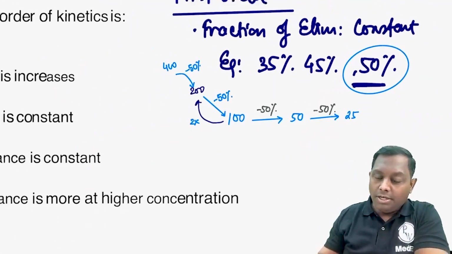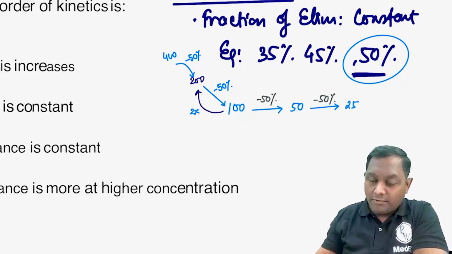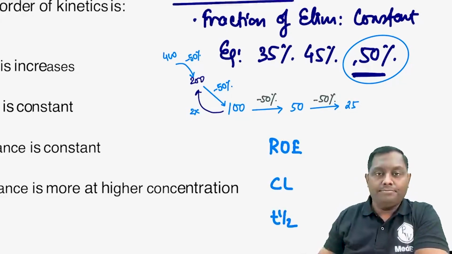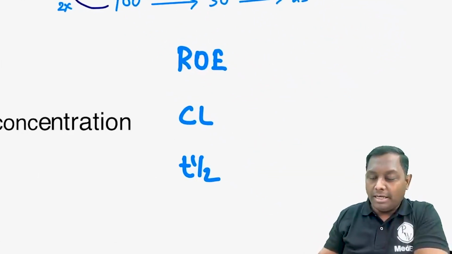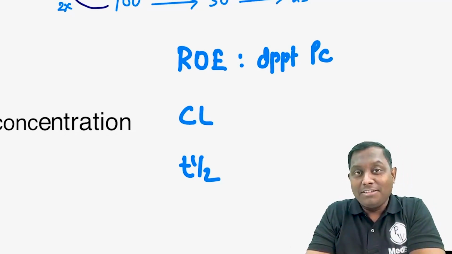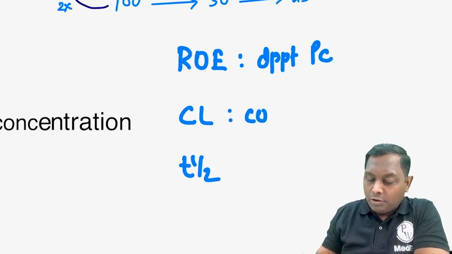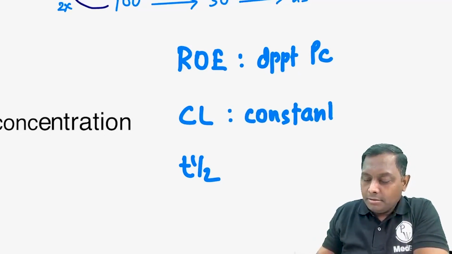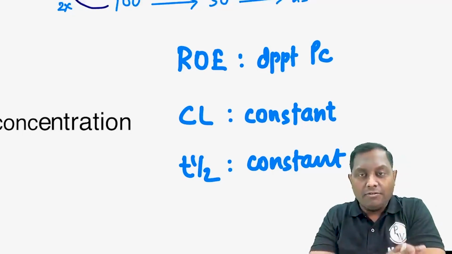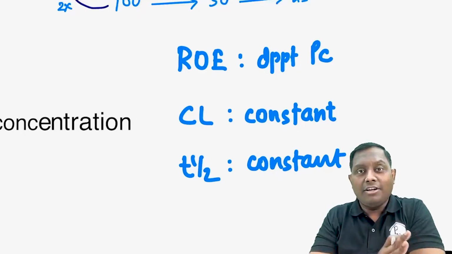Therefore, what we learn here is that in first order kinetics there are three important parameters: rate of elimination, clearance, and T half-life. Rate of elimination in first order kinetics is directly proportional to plasma concentration. That means higher the plasma concentration, higher the amount of drug being eliminated. Clearance is going to be constant. T half-life is also going to be constant no matter what the plasma concentration is. T half-life is not changing. In the very first half-life, it becomes half. Even if I take the plasma concentration from 400 to 800, in the very first half-life it will become half.